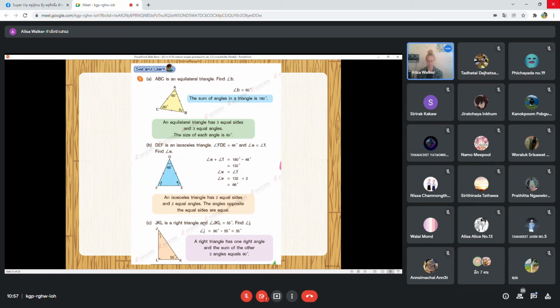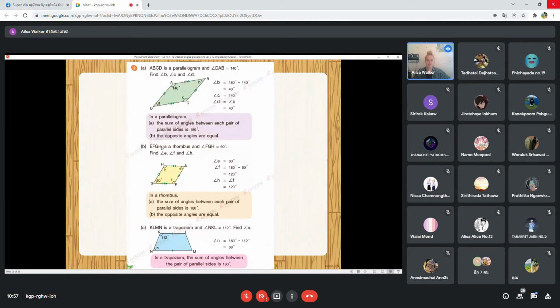Page 109, please. Page 109. Okay. It's telling us about interior angles of shapes. So first shape we know is a triangle. Can you remember what all 3 interior angles add up to? 180. Yes, 180. Well done. Very good.